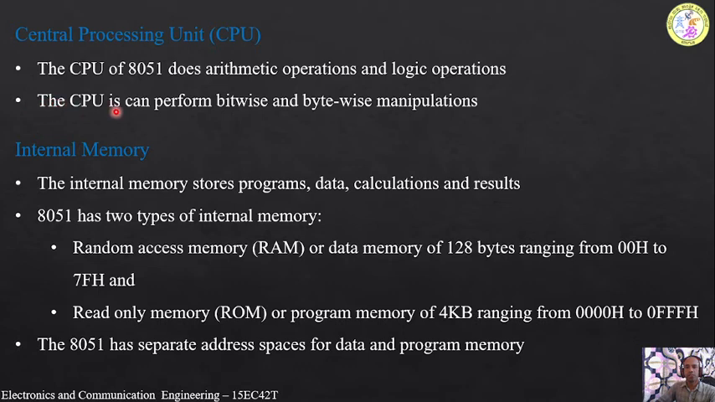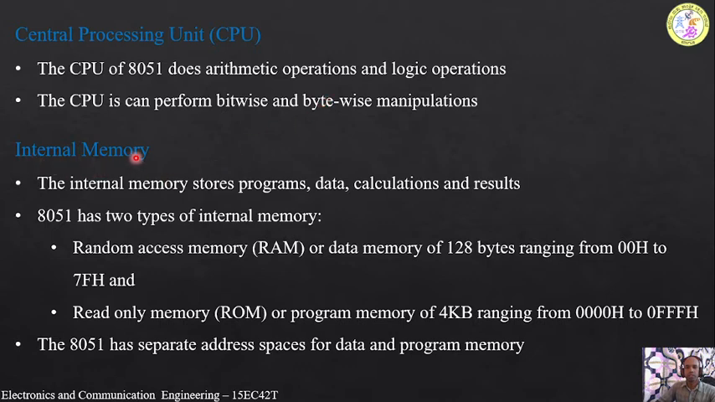And the CPU can perform bitwise and bytewise manipulation. Either it can process the data bitwise or bytewise. Bitwise means taking each bit, one bit after another. Bytewise means taking an entire byte. One byte is nothing but 8 bits of data. If it performs the operations by taking 8 bits, then it is called bytewise operation. If the operation is done for every bit, then it is called bitwise operation. So this is how it performs the operation, bitwise or bytewise. One byte is nothing but 8 bits.